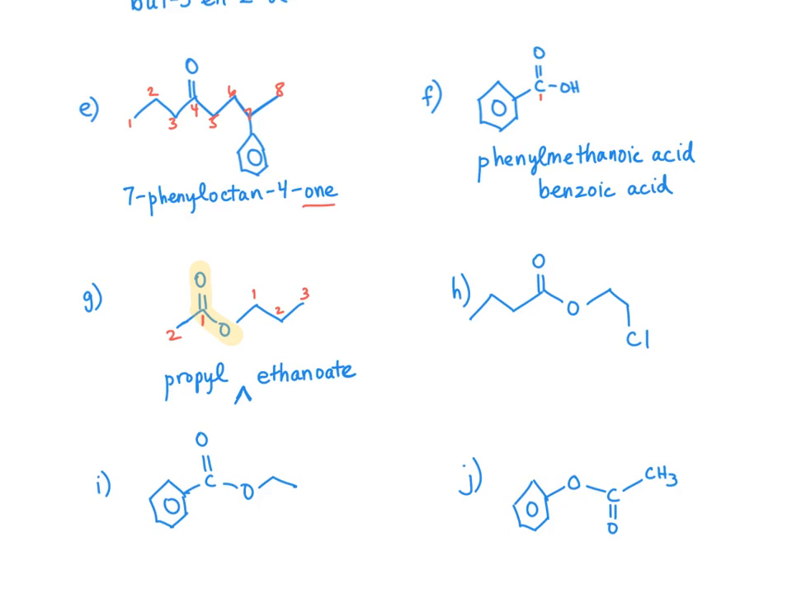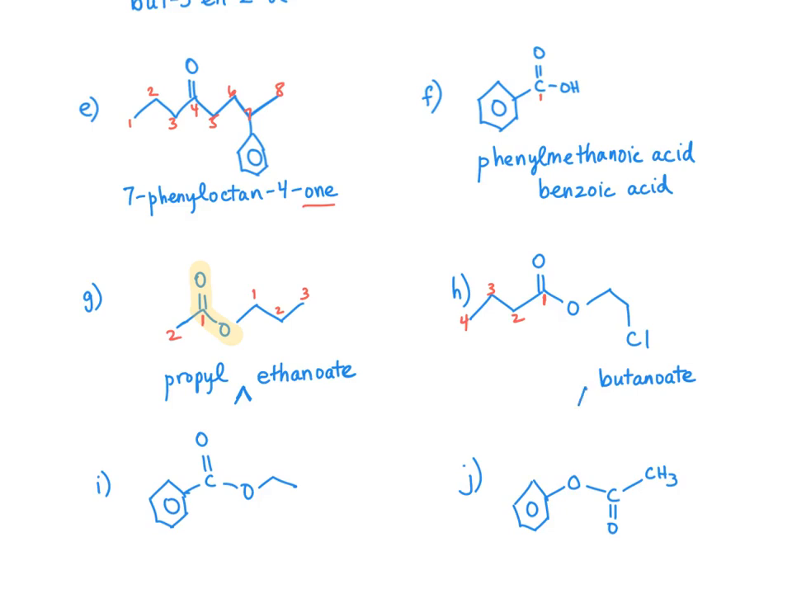All right, let's try H. Find the C double bond, the carbon of the ester linkage. There it is right there, 1. Now number away from the single bonded oxygen. 2, 3, 4. There's your parent. So butane, drop the E and add the suffix. So again, same pattern with all of these. Find the parent, drop the E, add the suffix.